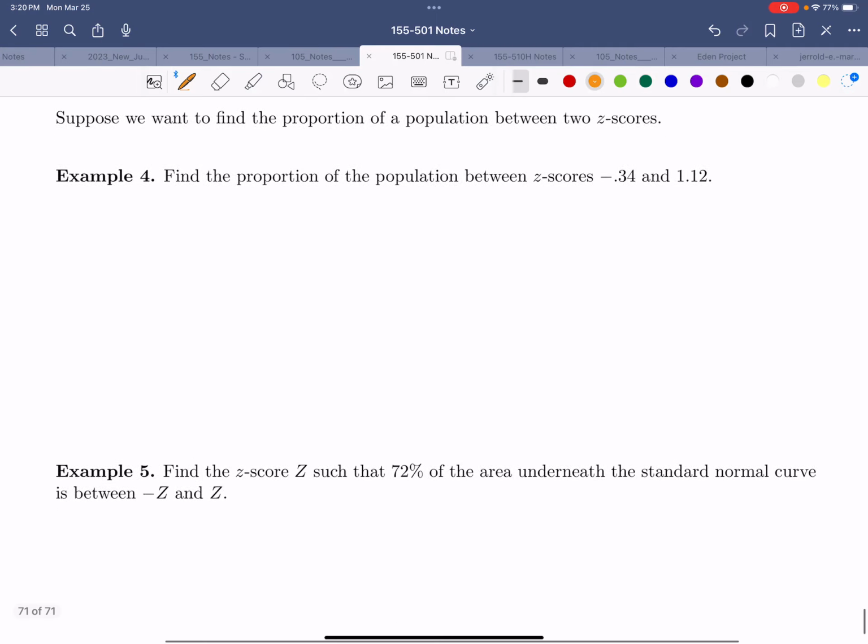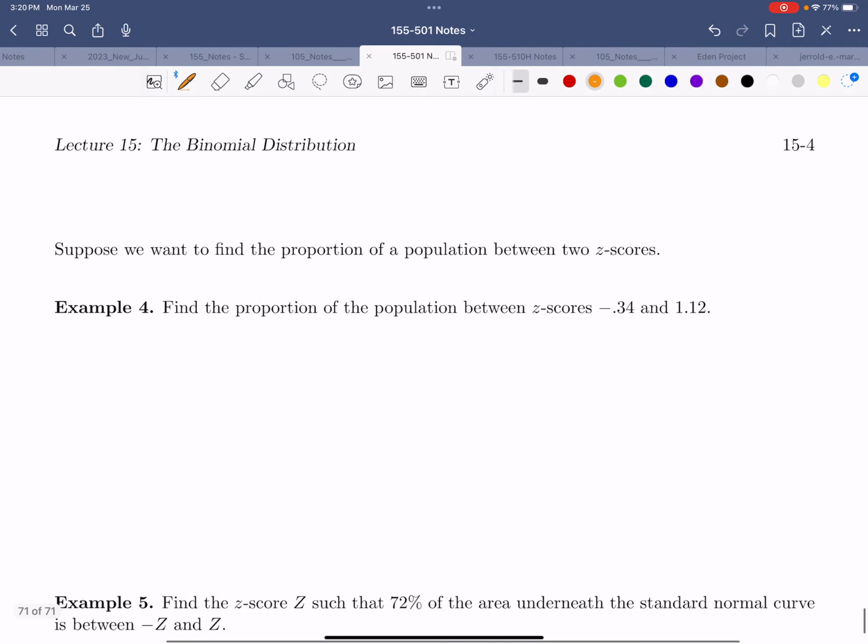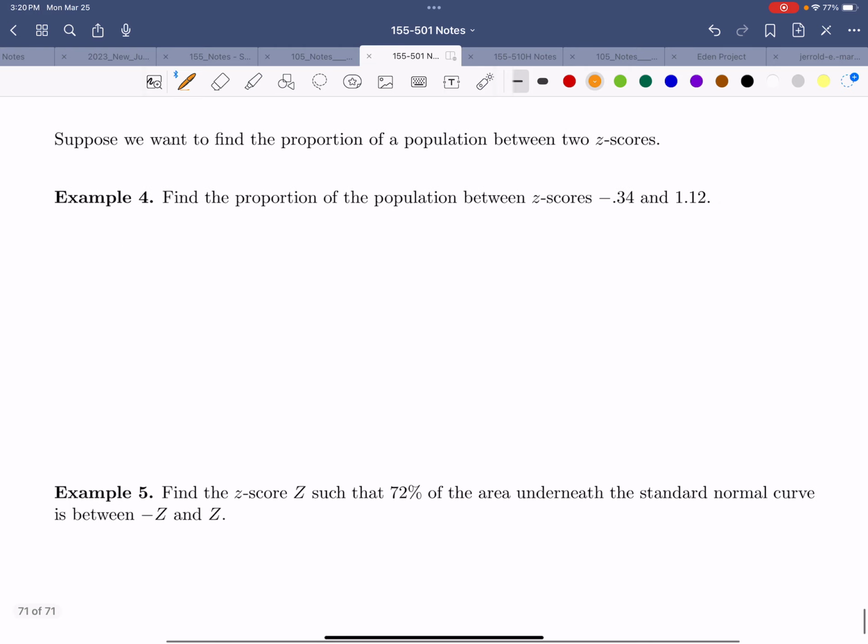Hey everyone, let's look at the last two examples for lecture 15. We're going to continue finding proportions of values below a certain z-score, but this time above a certain z-score.